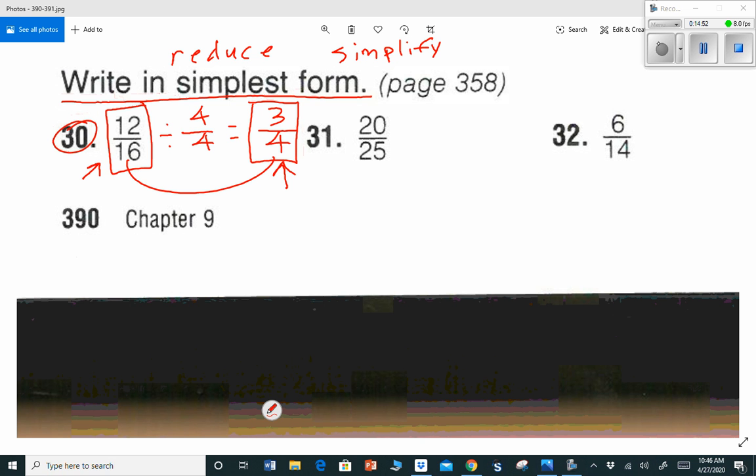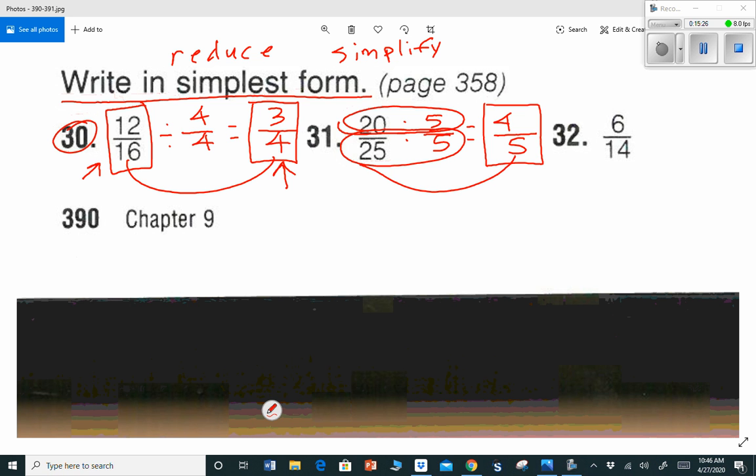Okay, for number 31, write 20 over 25, but divided by, fraction line, equals, fraction line. 20 and 25 are both divisible by 5. Can you kind of see that? You look at that and you go, oh yeah, those are both 5s. So you divide that by 5 over 5. 20 divided by 5 is 4, and 25 divided by 5 is 5. So your answer is 4/5.